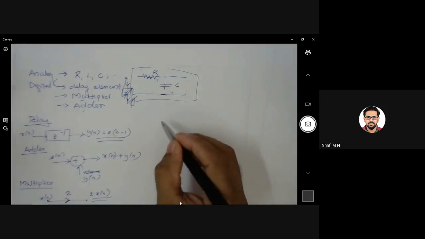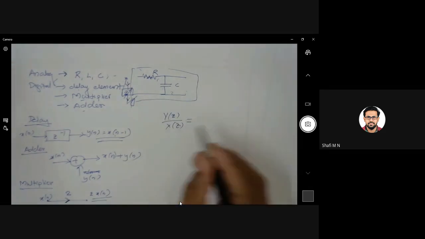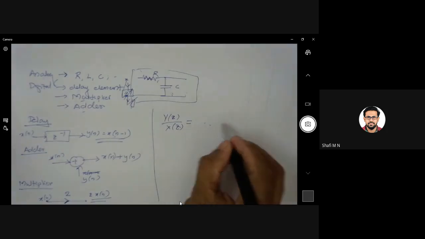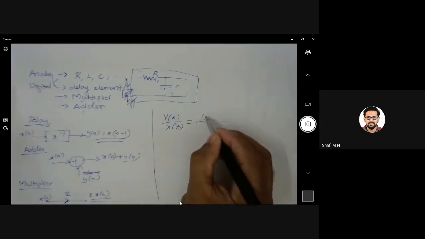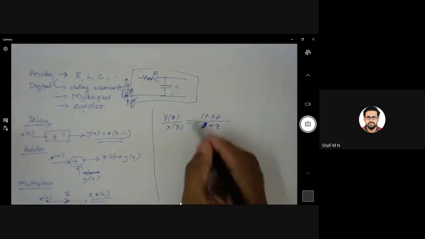So that your system can be expressed using a transfer function, say Y of z by X of z. Okay, so you have to implement this. You will design this, say 1 plus 3z by 2 plus z. So this is a filter.